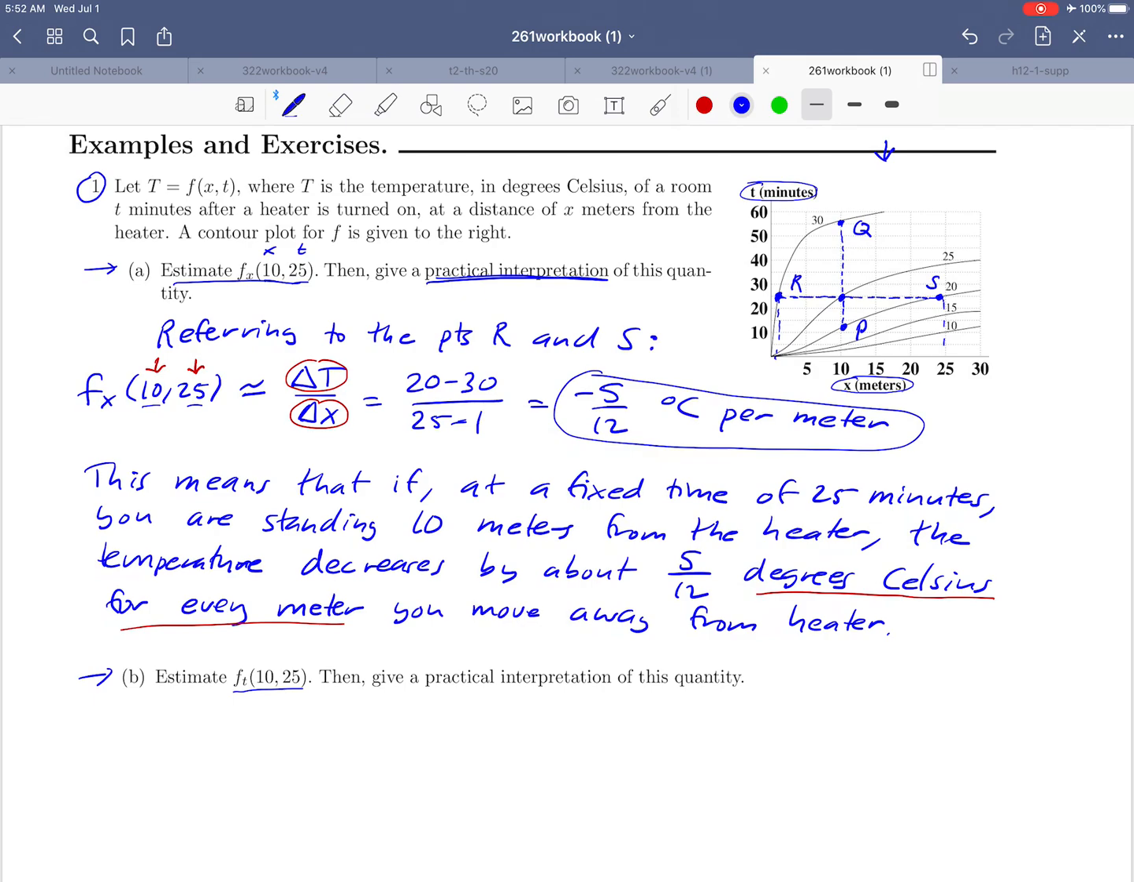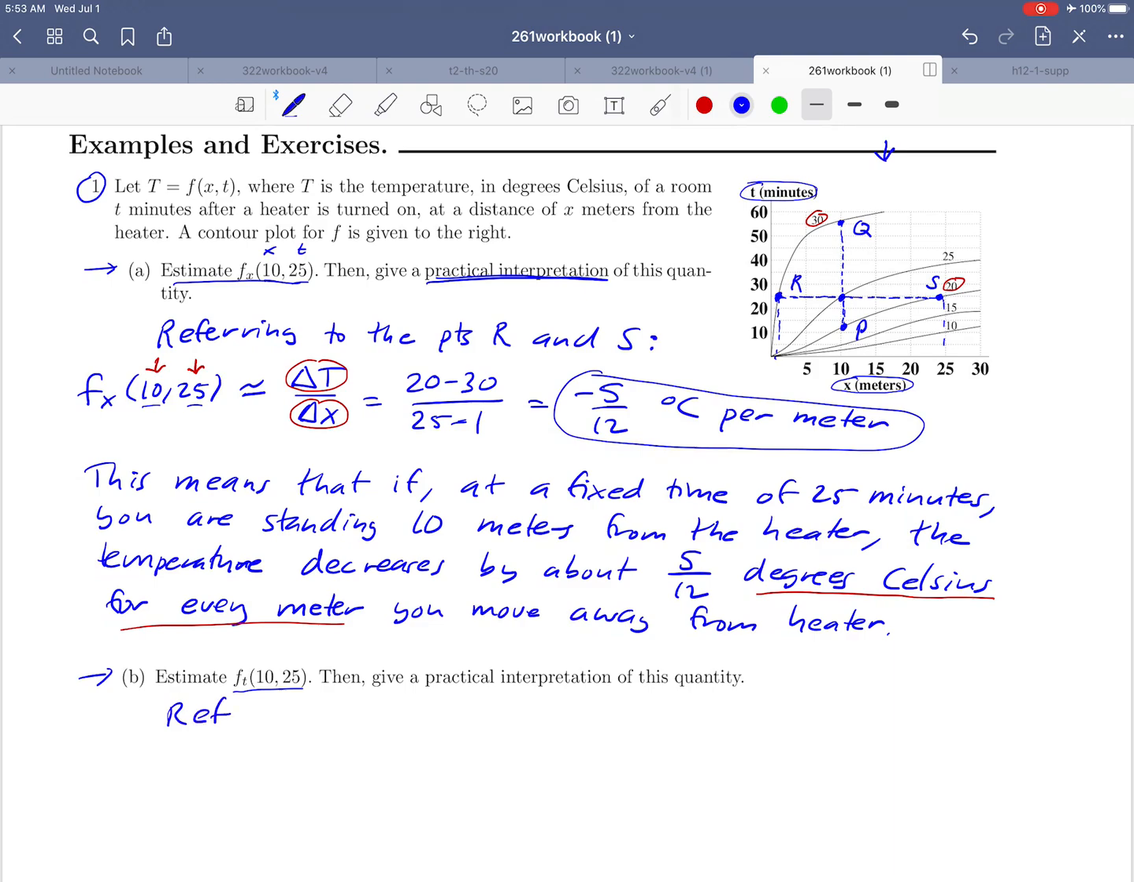And as we move from P to Q, what does it look like? Is the temperature getting bigger or smaller? We started on a contour of, let's see, where is P? 20, and we wound up on 30. So now the temperature is increasing. So I would expect to get a positive number out of this derivative.